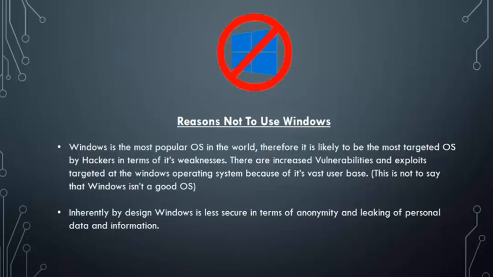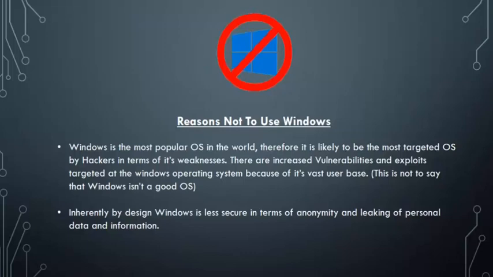Therefore, it is likely to be the most targeted operating system by hackers in terms of its weaknesses. So basically, being the most popular operating system in the world, it's no shock that people will target it more in terms of producing malware for the operating system and trying to exploit users. So there are going to be increased vulnerabilities and exploits targeted at the operating system because of its vast user base.